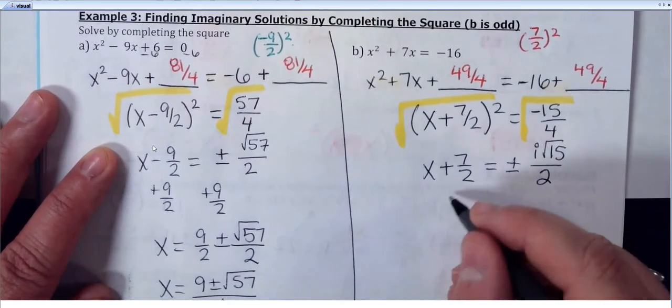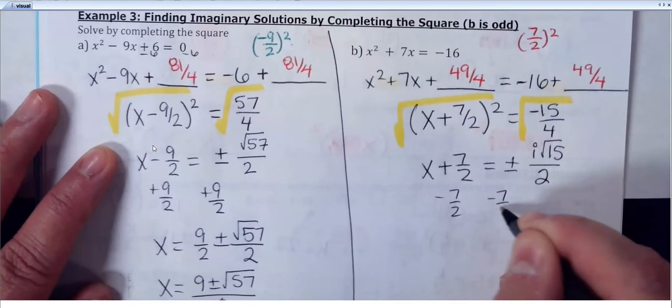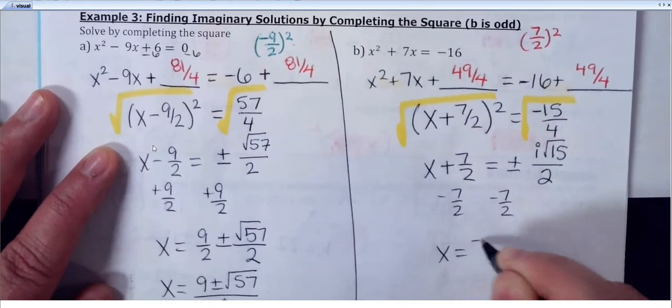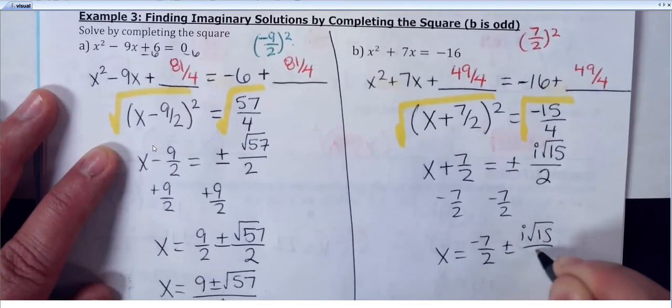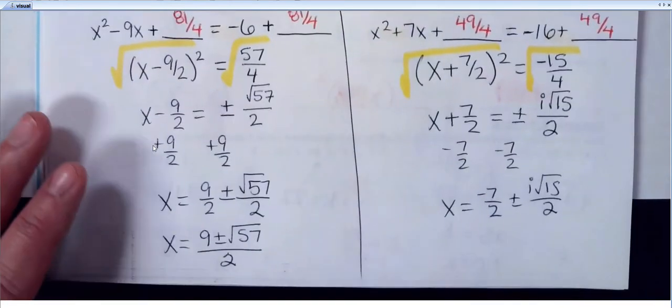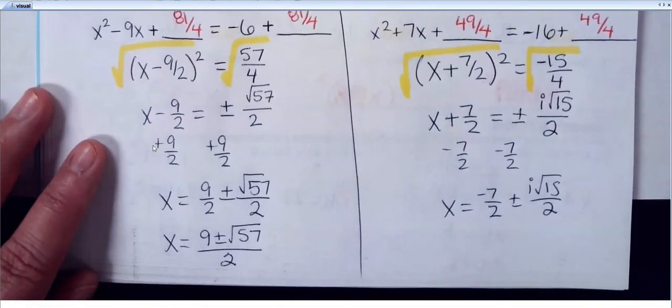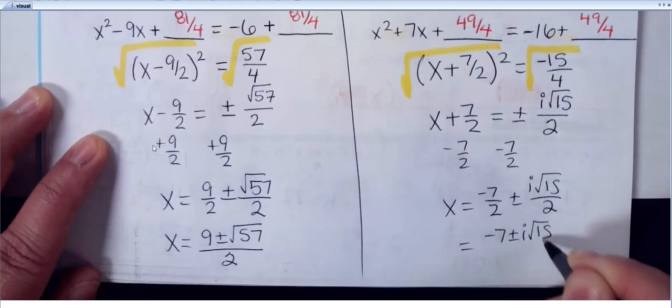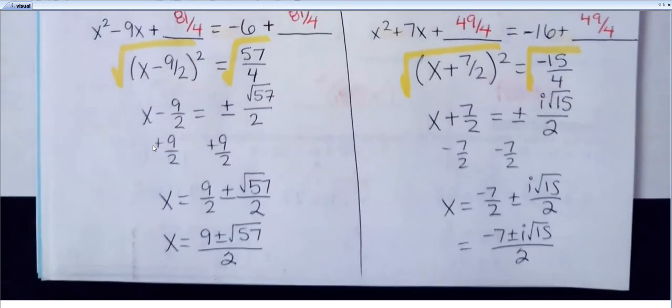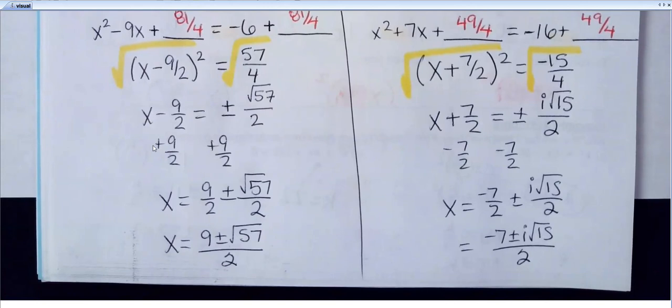Now, I'm going to move this 7 over 2 to the other side. Just subtract it. So it'd be negative 7 over 2 plus or minus i radical 15 over 2. If you want to leave it like that, I seriously don't care. If you want to squish it together, this would be negative 7 plus or minus i radical 15 all over 2. Is anybody having a question about the completing the square?